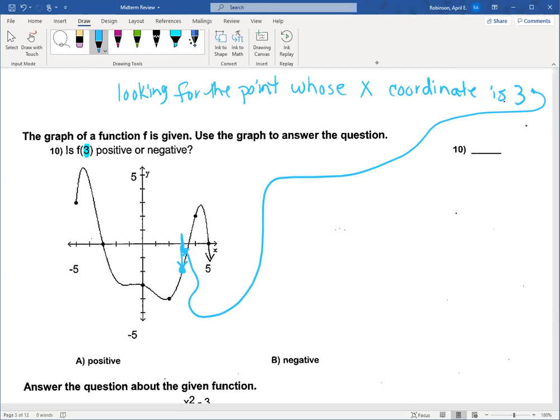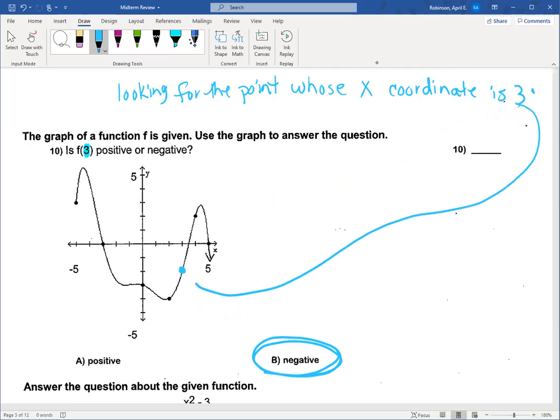And since that point is in quadrant number 4, that's where all of my y coordinates are negative. It would be this point right here because its x coordinate is 3. This is 1, 2, 3, right? But its y coordinate is negative 2. Negative. Because they're asking you, is f of 3? F of x means the y coordinate, but they specifically said f of 3. So I'm looking for the y coordinate of the point with an x coordinate of 3.